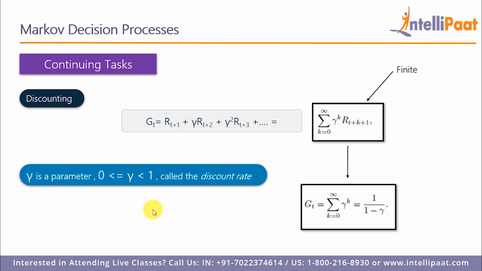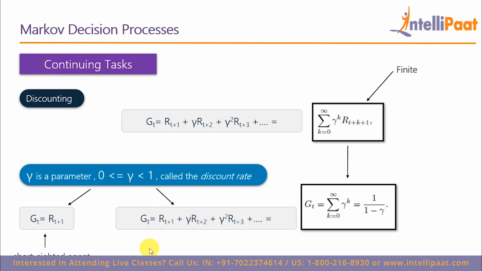Now if we look at the gamma value here, if gamma equals 0, the return of this function will just be the reward at the next time step. And we say that in this case, the agent is short-sighted and only cares about the immediate reward, not the future rewards. On the other hand, if the gamma value is closer to 1, it cannot be 1, it can be closer to 1.